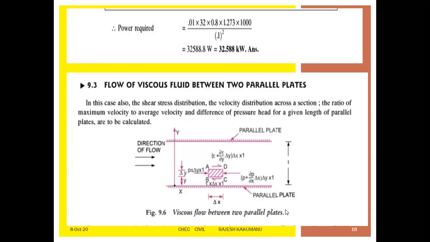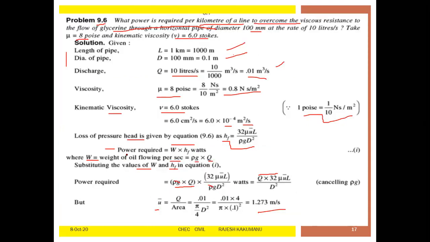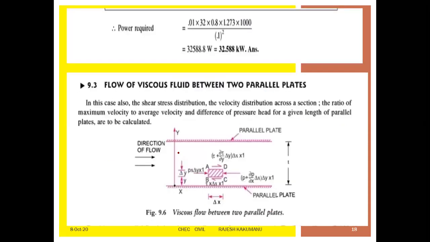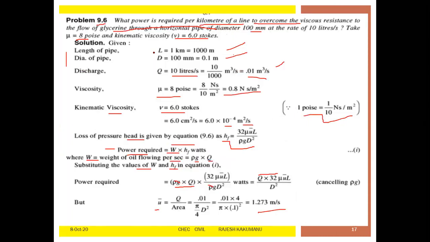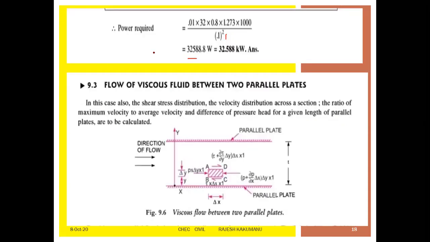Okay, now the power required is W into HF. That is 0.01 into 32 into 0.08 into 1.273 into 1000 divided by 0.1 square, which equals 32,588.8 watts. Converting to kilowatts, the decimal point moves ahead. That is 32 kilowatts of power required for glycerin to flow through the horizontal pipe. Got the point? Right.